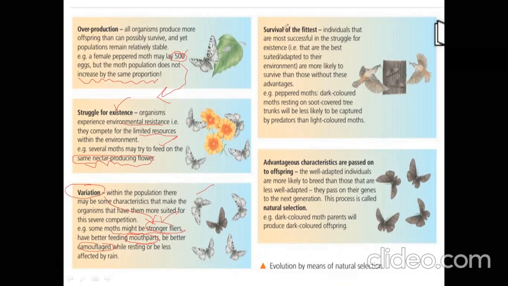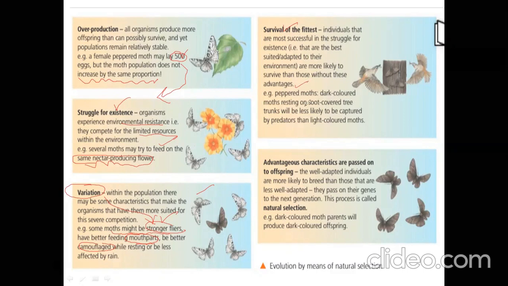You will see here, survival of the fittest: individuals that are most successful in the struggle for existence are the best suited, adapted to the environment. Survival of the fittest means the one having good adaptation will survive. So individuals that are most successful in the struggle for existence, what does it mean? They are the best adapted to their environment and are more likely to survive than those without these advantages.